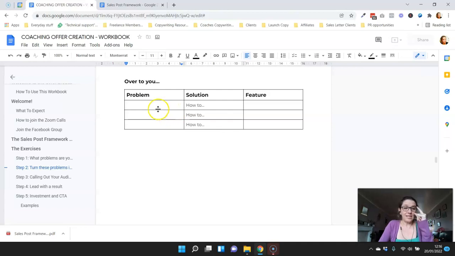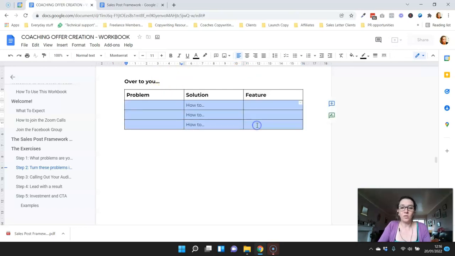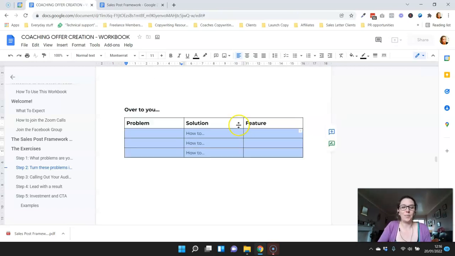So the exercise here is for you to go through the same process: take the 3 problems that you found in their language, flip it around. It doesn't have to be fancy, just flip the problem into a solution and how it is that you provide that solution, and then link it back to some feature of your program. And then bring this along to the call and we can work through it, and I can help you to edit that and dial it in a bit more if you feel you need that help.